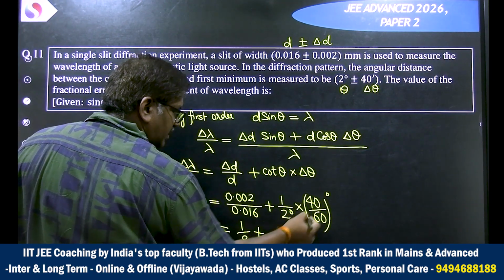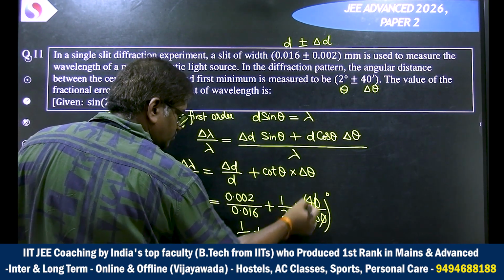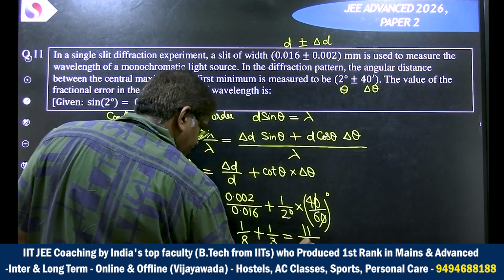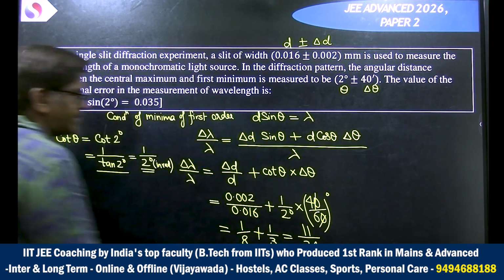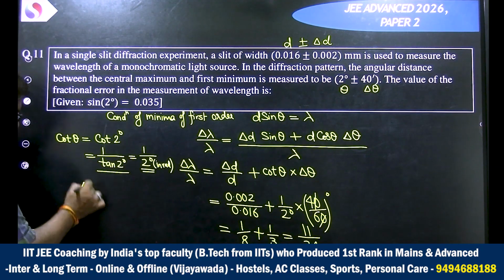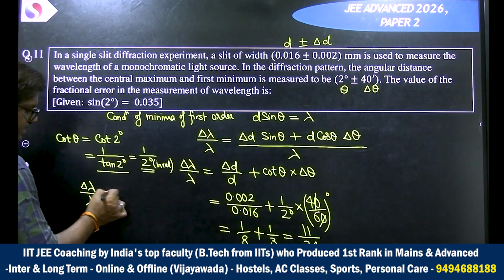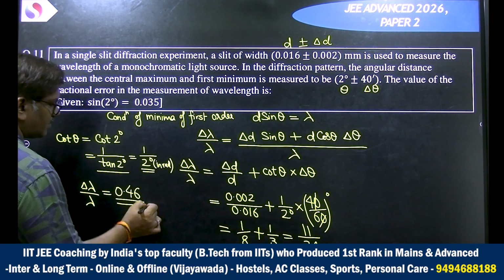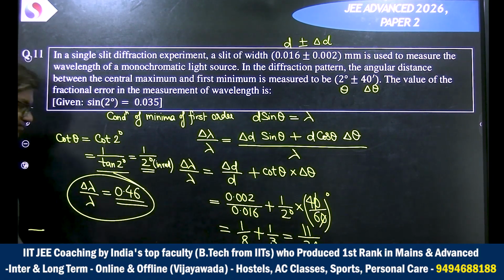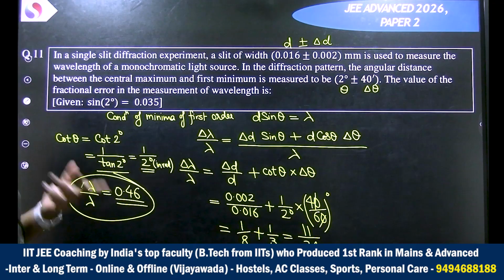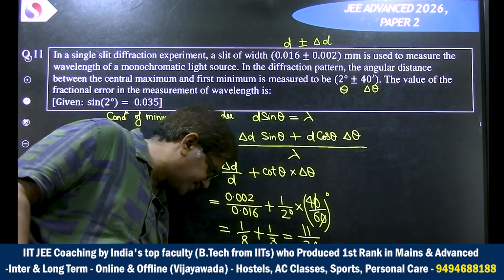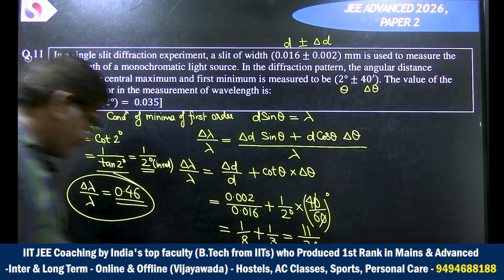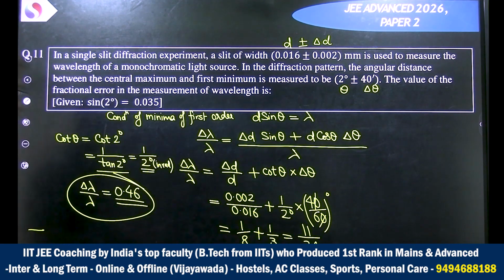Plus this value will be 1 by 3. Means finally you are getting 11 by 24. How much is 11 by 24? Delta lambda by lambda, that is 0.46. Alright, 0.46 will be your answer. Up to 2 decimal places, the answer will be 0.46. Okay, 11 by 24. Fine. Move to the next one.